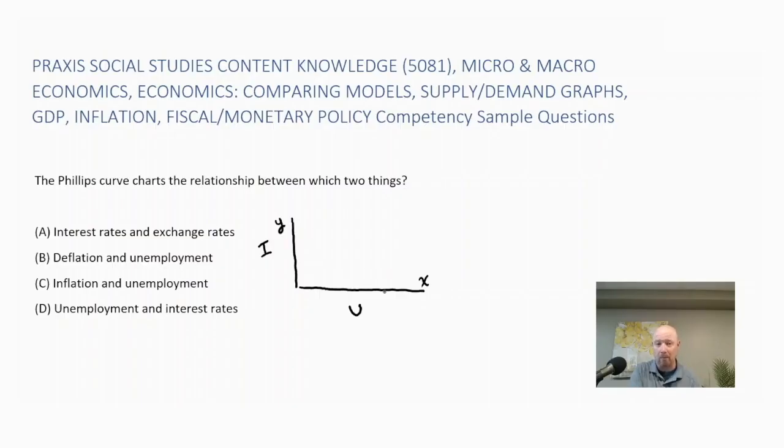Okay, so more people are out of jobs, have less money, so the demand for goods is going to go down, so it would have an inverse relationship. So as one increases, unemployment, inflation decreases. So the correct answer here is C.